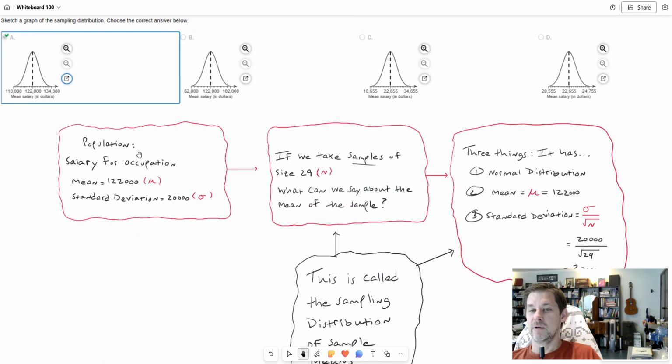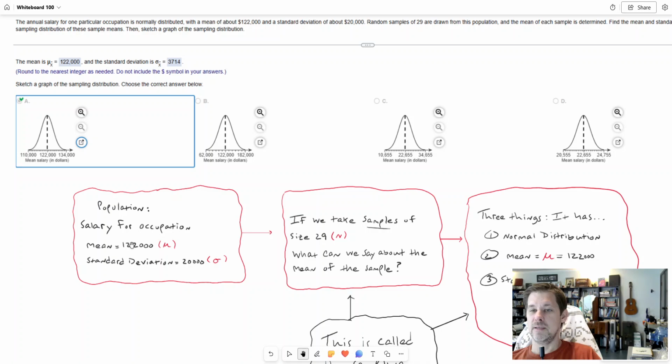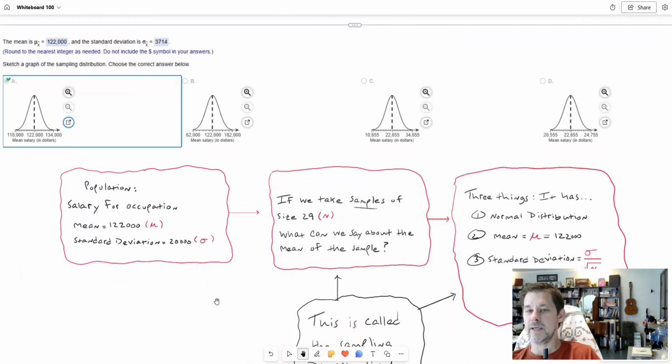So here it is. In this problem, you are given a population. In this case, that population is the annual salaries for a bunch of people for a certain occupation. It might be the annual salary of everybody at a company, or everybody in a state, or something like that. But there's a population. I am told, when I read this, that the mean annual salary for this particular occupation for everybody in the population is 122,000, and that the standard deviation for that population is 20,000. All right, so that's what I'm given.